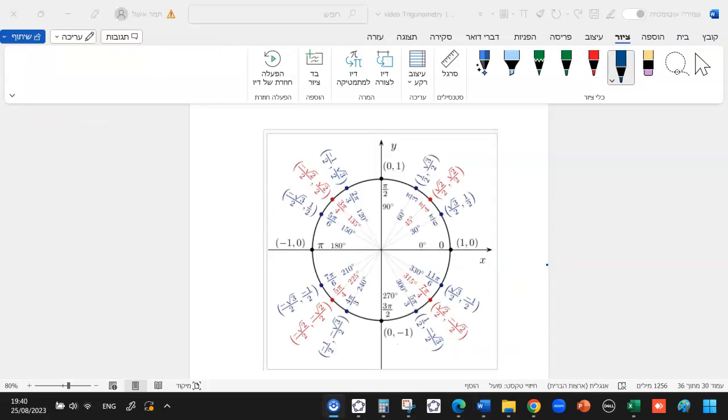Here's the drawing that shows all the exact values of sine and cosine that you need to know. You have here the multiples of 30 degrees and 45 degrees, or pi over 6 and pi over 4, and near any point you can see the two coordinates, x and y, which are actually the cosine and the sine.